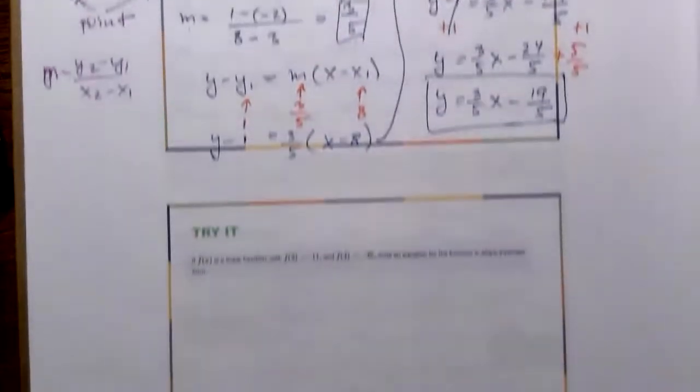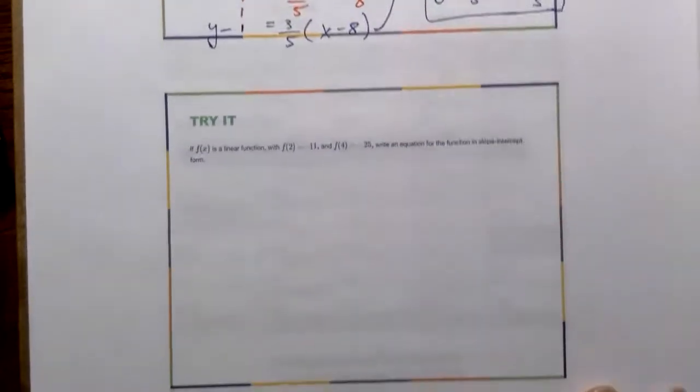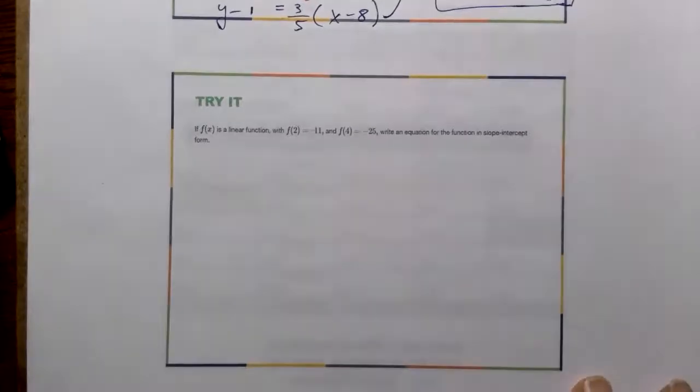Okay, so here's a problem that I'd like you to try, and it reads, if f of x is a linear function with f of 2 that equals negative 11 and f of 4 that equals negative 25, write an equation for the function in slope-intercept form. Okay, so go ahead and give it a try.